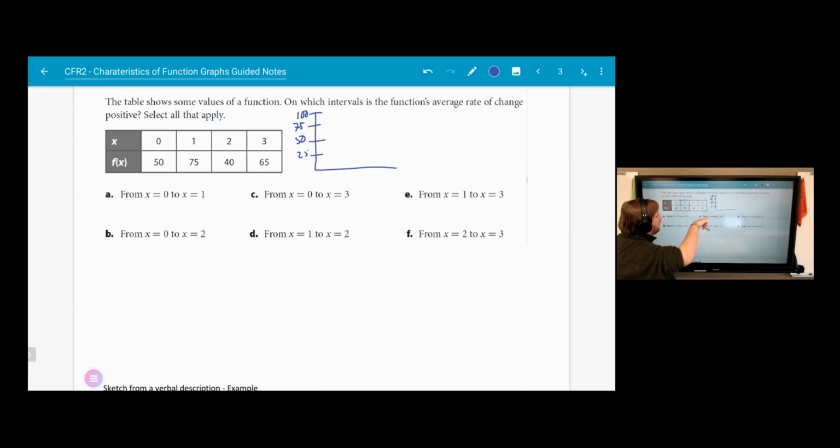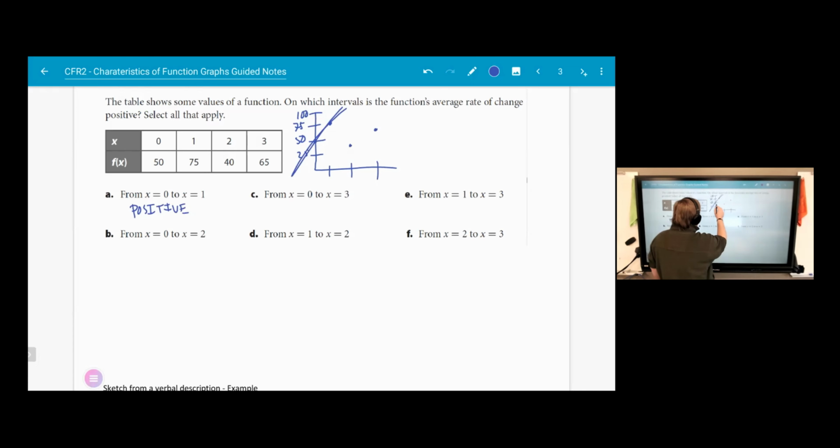It says, on which intervals is the function's average rate of change positive? Select all that apply. So 0, 50, let's call this what? 1, 2, 3. 1 is 75, 2 is 40, and 3 is 65. So this is saying from 0 to 1, from x is 0 to x is 1. That's that line right there. That's that rate of change. That right there, that is a positive rate of change. How about from 0 to 3? Well, looking there, that's also a positive rate of change.